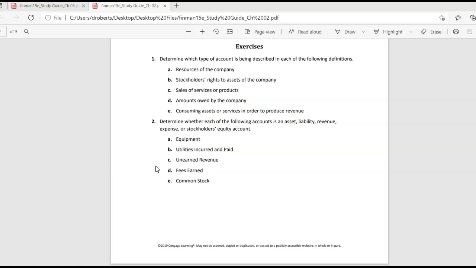Fees earned, that's revenue. And it's the same as sales of services or products. It is revenue. Common stock, that's going to be equity. So A is asset, B is expense, C is liability, D is revenue, and E is stockholders' equity.